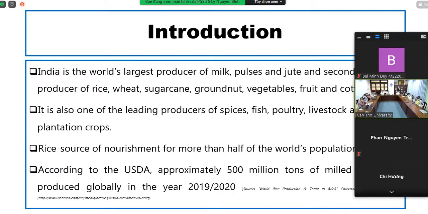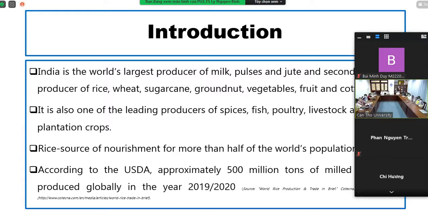India is the world's largest producer of milk, pulses, jute, and second largest producer of rice, wheat, sugarcane, groundnut, vegetables, fruit, and cotton. It is also one of the leading producers of spices, fish, poultry, livestock, and plantation crops. Rice is a source of nourishment for more than half of the world's population.